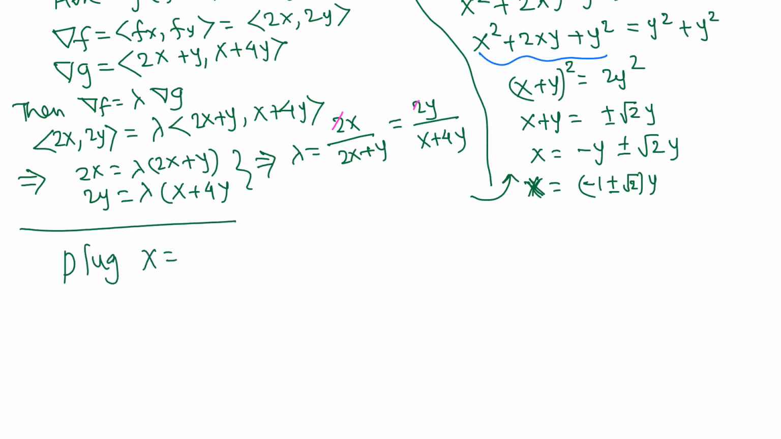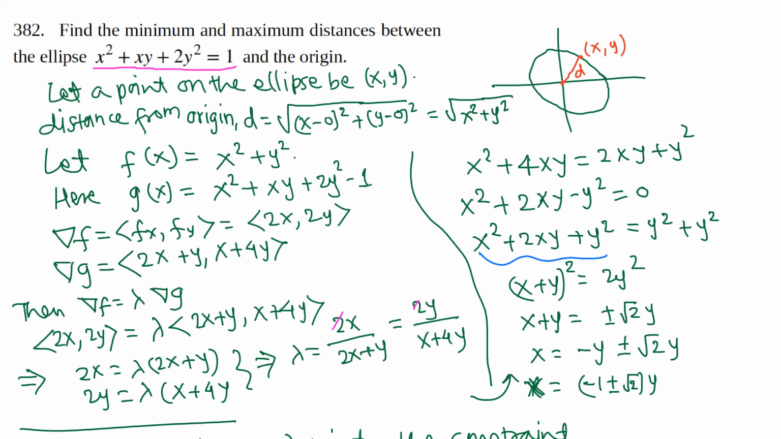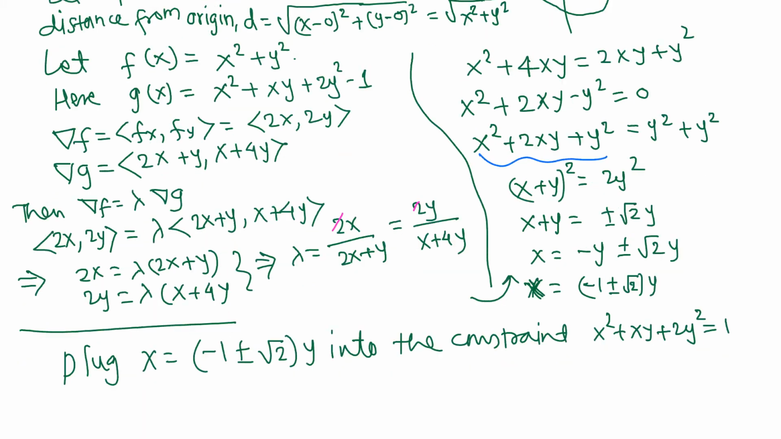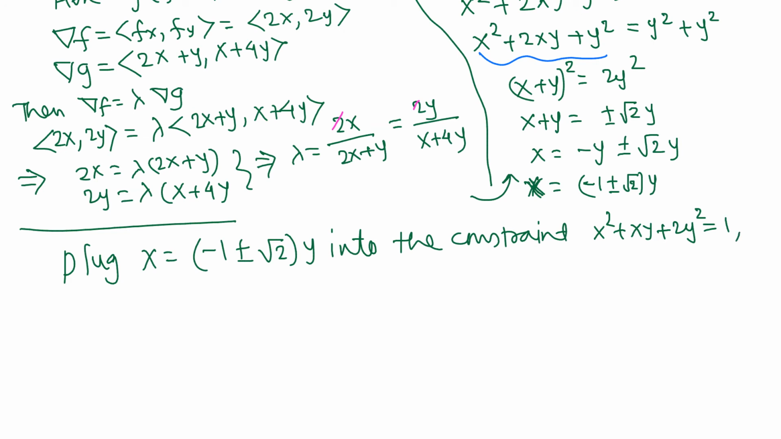Plug in x equals negative 1 plus or minus root 2 y; there are two values, by the way. Into the constraint. What is the constraint here? The constraint was x squared plus xy plus 2y squared equals 1. Okay, that means x is now negative 1 plus or minus root 2 times y.